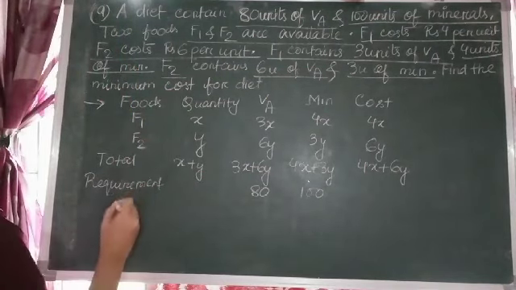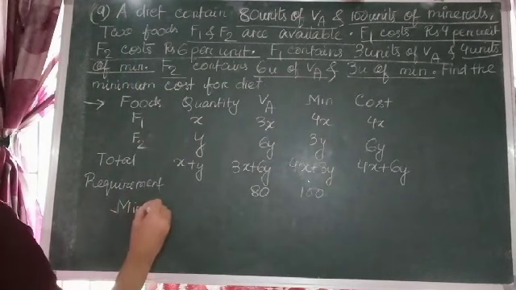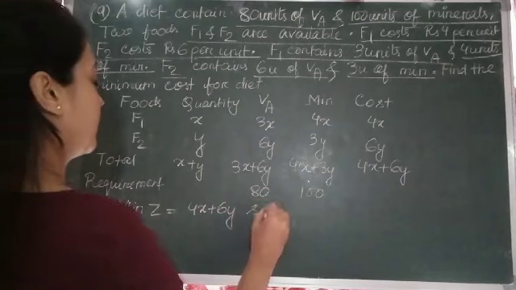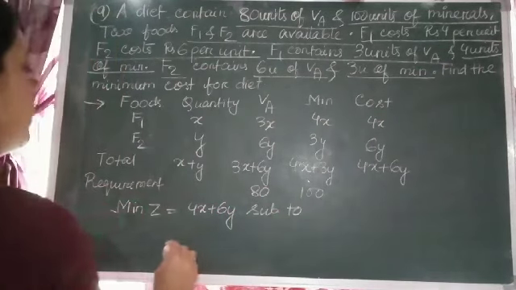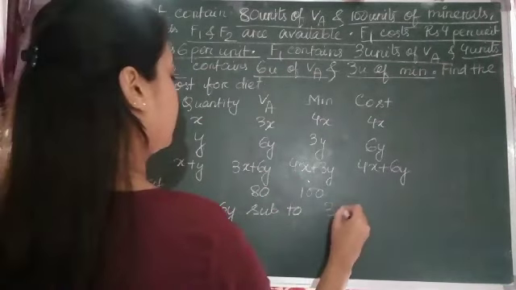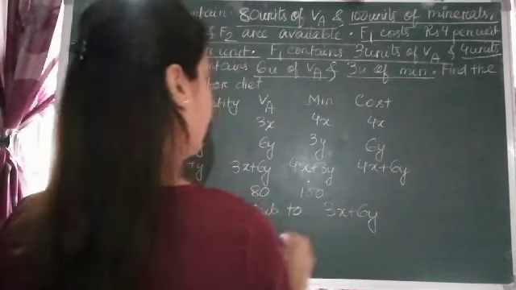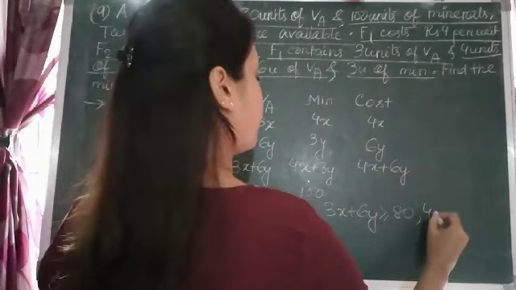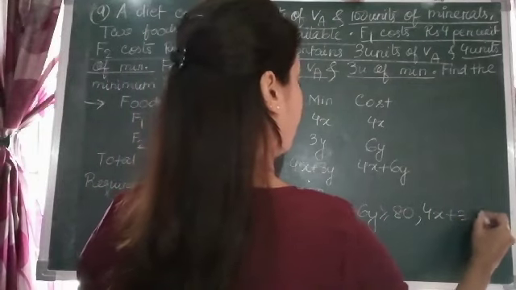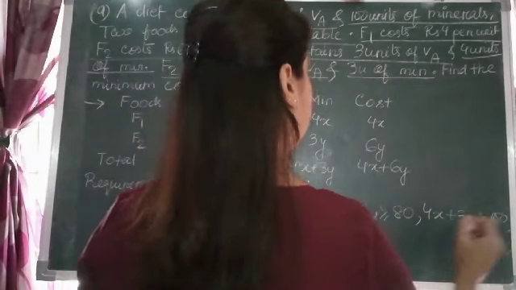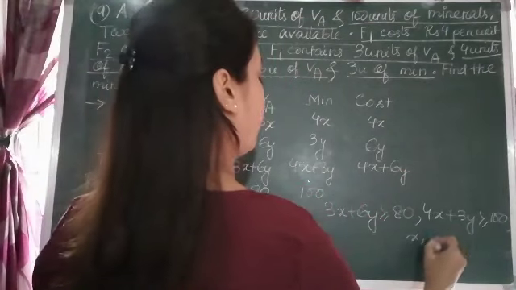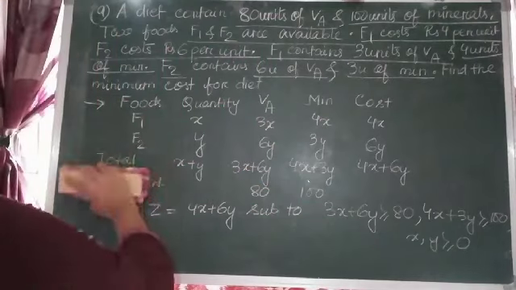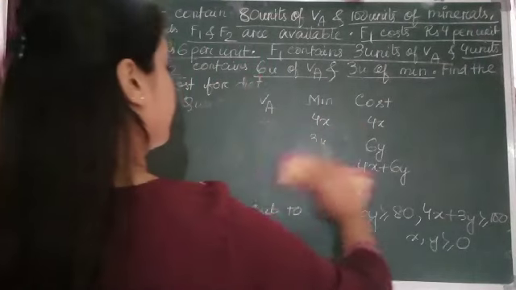So you are going to minimize the cost, hence minimum of Z is equal to 4x plus 6y subject to the constraints 3x plus 6y at least 80, so greater than or equal to 80. Next, 4x plus 3y greater than or equal to 100, and x, y both greater than or equal to 0. So let's find out the feasible region and the corner points.